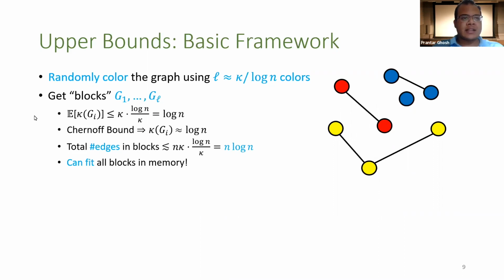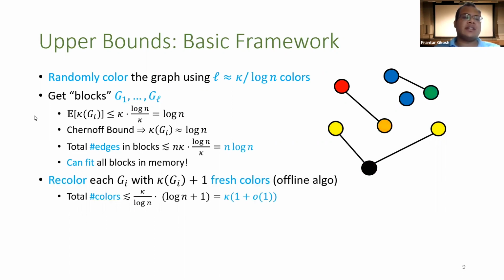We can prove that the expected degeneracy of each of these blocks gets scaled from the original degeneracy by a factor of 1 over L, that is roughly log n over kappa, and thus the degeneracy of each block is roughly log n. This is by a Chernoff bound argument. Therefore, the total number of edges in these blocks is roughly n times log n. This is sublinear in n squared, and now we can fit all these blocks in our memory.